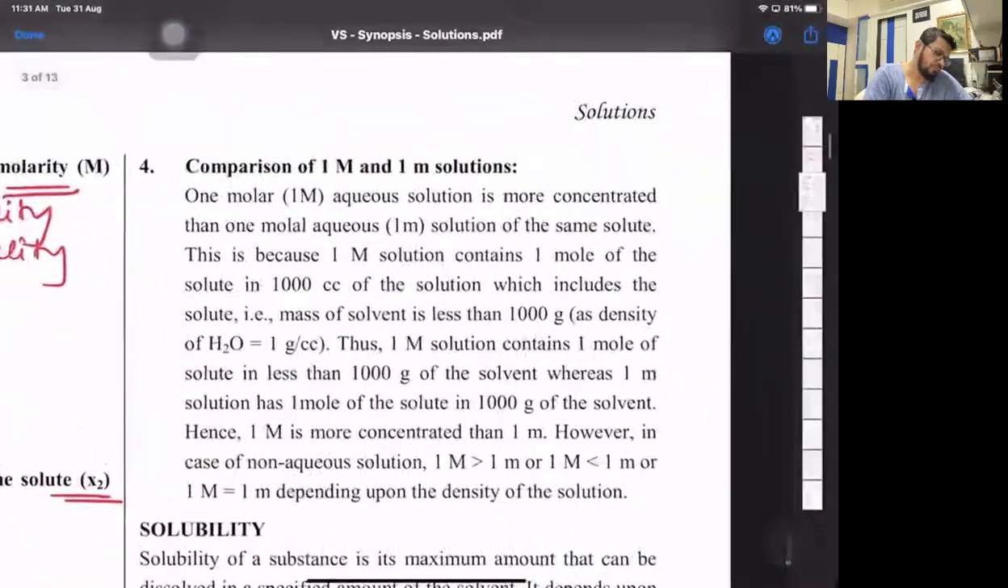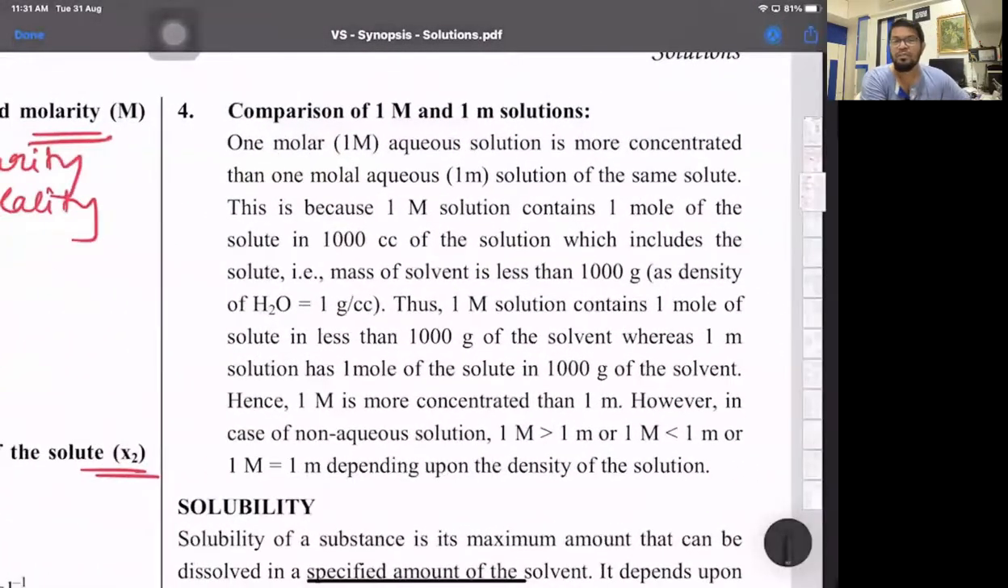Now comparison between 1 molar and 1 molal solution. This I have discussed. Once again to tell you, molar solutions are always more concentrated than molal solutions. Why are capital M solutions more concentrated? Quick example. Prepare 1 capital M HCl solution. HCl molar mass is 36.5 grams. So 36.5 grams are dissolved in 1 liter of a solution.